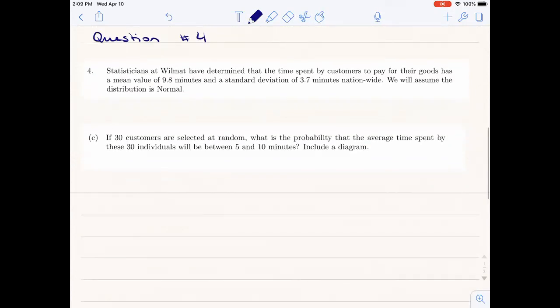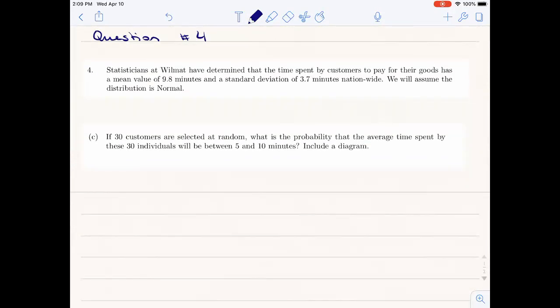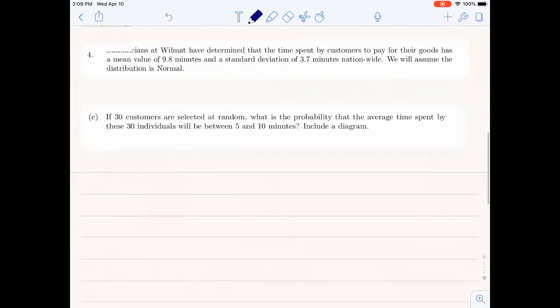And then now in part C, now you have a sample size of 30 customers. So if 30 customers are selected at random, what's the probability that the average time spent by these 30 individuals will be between 5 and 10 minutes? Include a diagram.